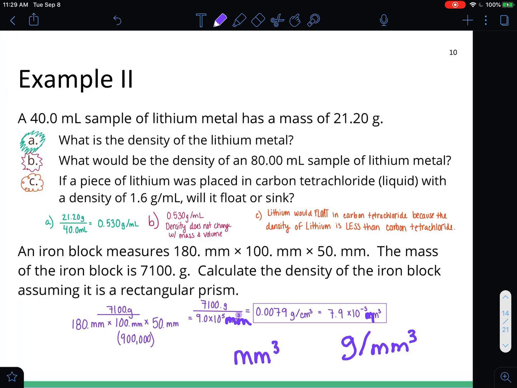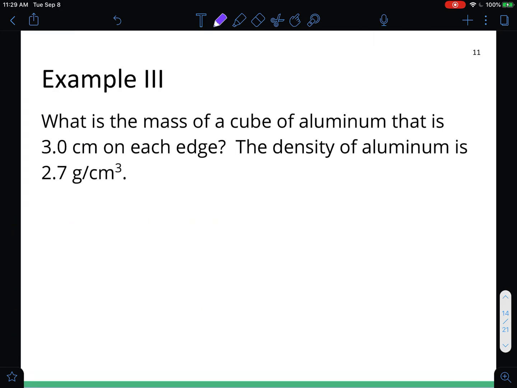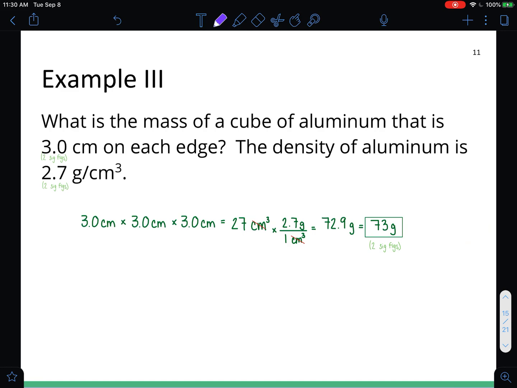All right, let's try another one. What is the mass of a cube of aluminum that is 3 centimeters on each edge? The density of aluminum is 2.7 grams per centimeters cubed. Okay, let's check your answers. So again, you had to calculate the volume by multiplying the 3 centimeters 3 times. So the volume you'll get is 27 centimeters cubed. I use the density to cancel out centimeters cubed so that I end in grams, or that I get the mass. And since we need 2 sig figs, my final answer is 73 grams.